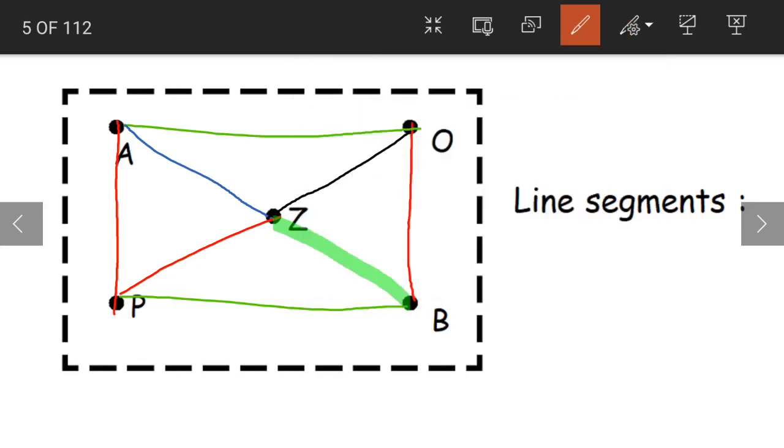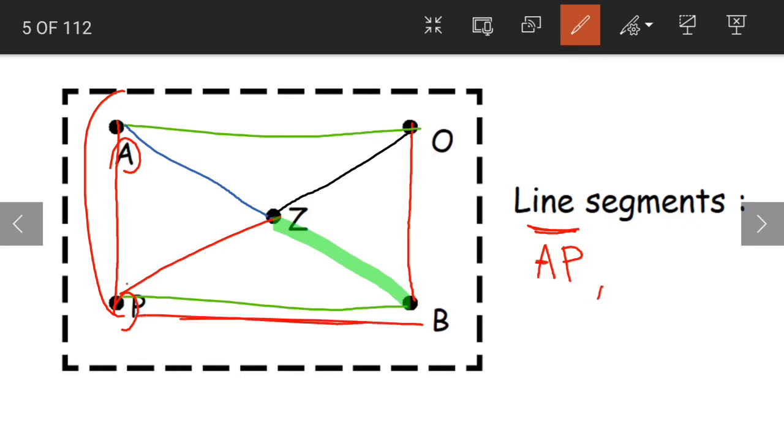Now let us name the line segments. What is this line segment? We have to name it using the endpoints. What are the points here? A and P. So it will be line segment AP. Don't forget to draw the line above. Now next, this one. These endpoints are P and B.